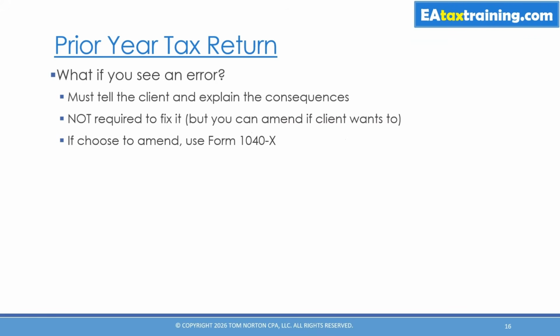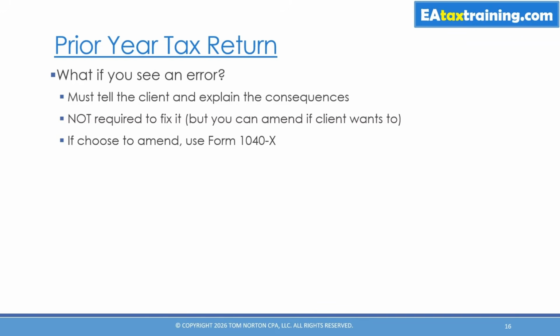Now, what if when you are looking at last year's tax return, you spot an error? Maybe the previous preparer made an error. Maybe you made an error. I hate to say it, but it does happen. We're all human. You are going to make mistakes sometimes. Maybe the taxpayer did the return themselves and made an error, but it doesn't matter. Either way, if you spot an error on last year's tax return, you need to tell the client about it and explain the consequences of that error. But you are not required to fix it.